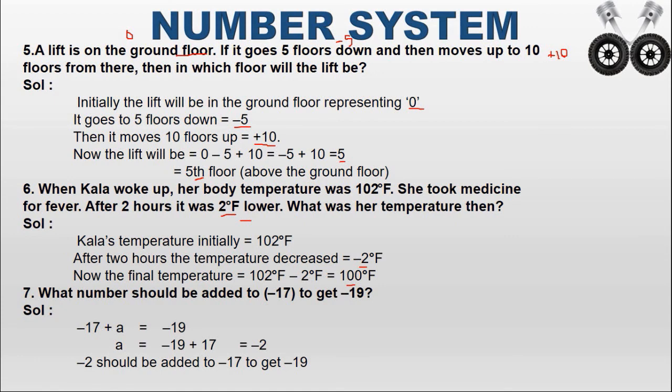What is the 7th question? What number should be added to minus 17 to get minus 19? So we have to find the answer. Whenever I add two numbers, I have to get the answer as minus 19. One number is given as minus 17. We have to find the other number. I don't know the other number, so I took it as a. So minus 17 plus a equal to minus 19. So we have to find the value of a, which is the other number.